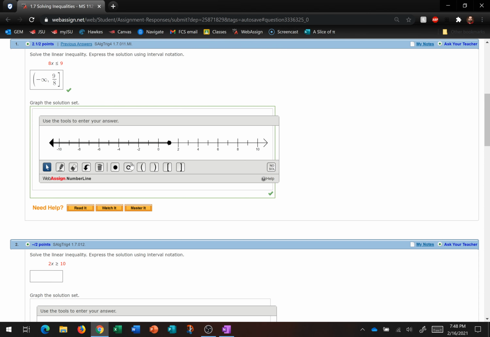Okay. If you're using a parenthesis, then on the number line, you'll have the open circle right here. And if you get in trouble where you get some stuff on there you don't want on there, you can always click the garbage can and just clear it out and start over. Okay. All right, let me know if you have any questions.